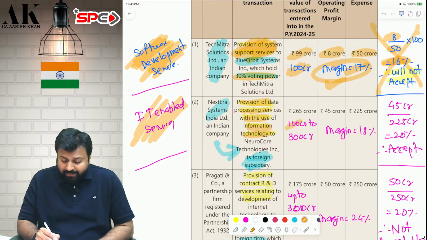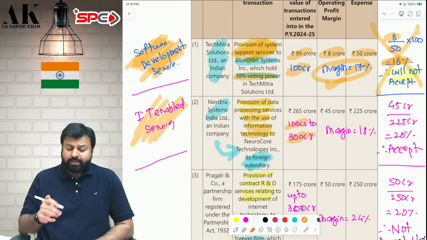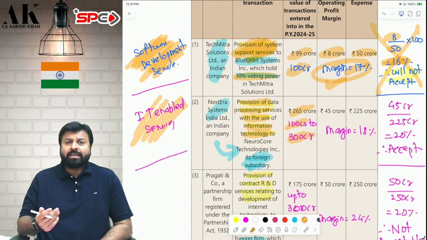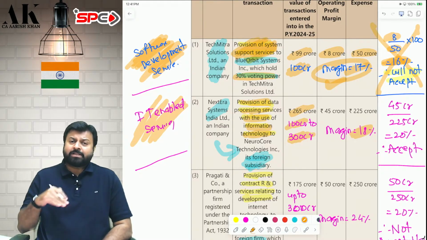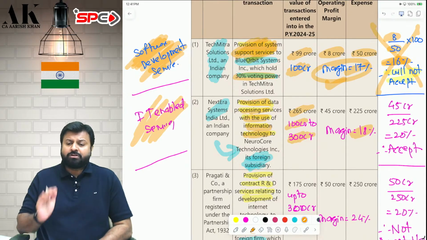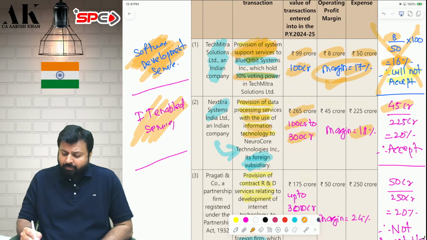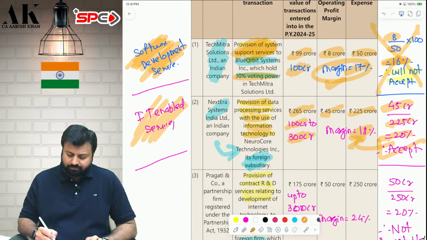Now here, if the transaction value is more than 100 crore up to 300 crore, which in our case is 265 crore, the margin should be 18%. If it is 18% or more, we will accept safe harbor. If it is less than 18%, we will not accept. Minimum 18% you have to show. Now, what is the margin? The operating profit is 45 crore, operating cost is 225 crore, the margin is 20%, which is more than 18%. Therefore, the officer will accept safe harbor. I hope it is clear to all of you.